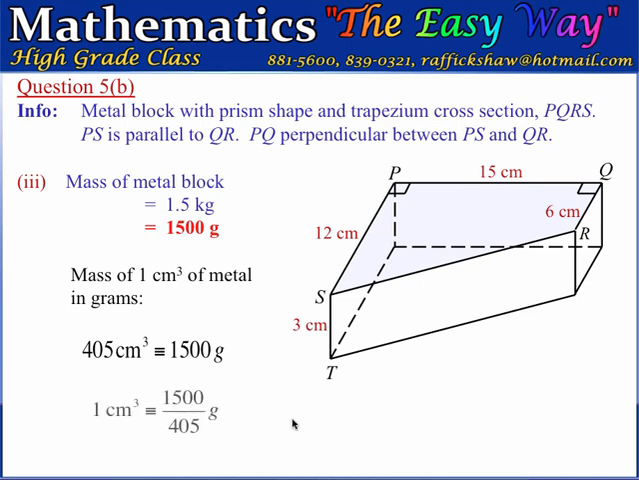And let's show that. And so 1 cm cube of the metal would be equal to 1,500 divided by 405 grams, and that result is 3.70 grams. And so the mass of 1 cm cube of the metal that is used in this block would be 3.70 grams. And that's the answer for that part of this question.